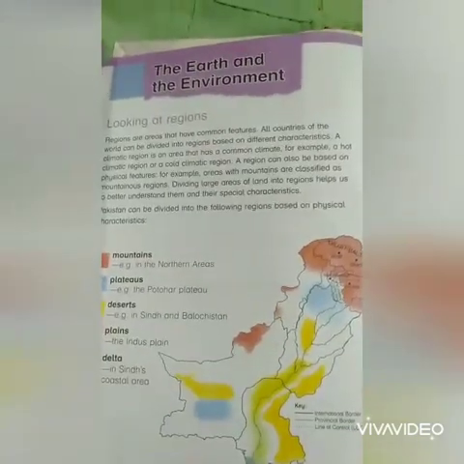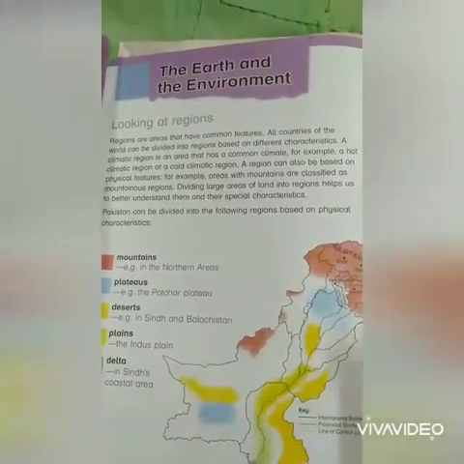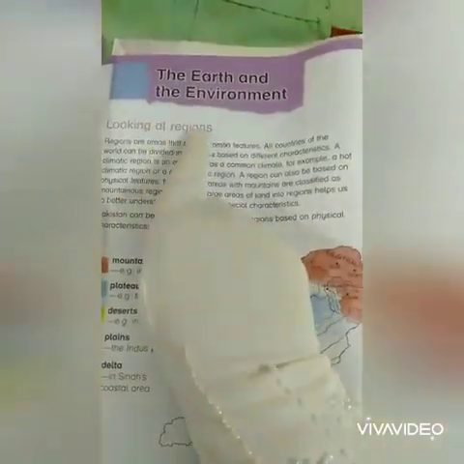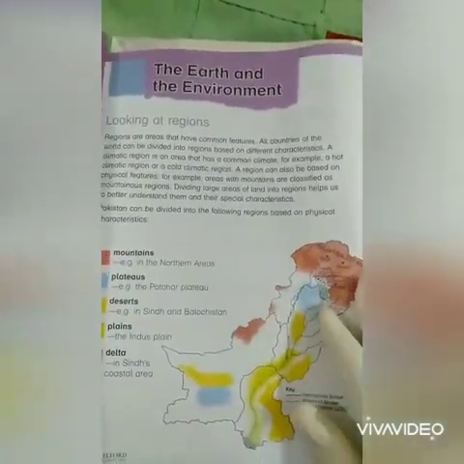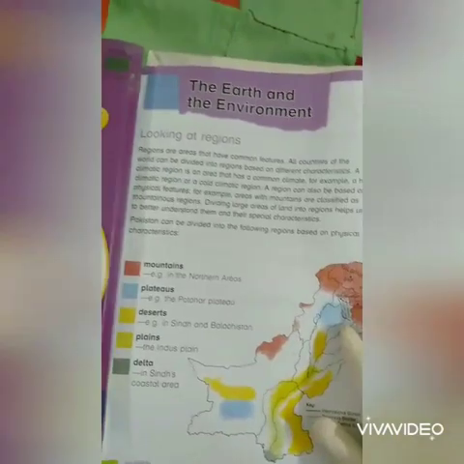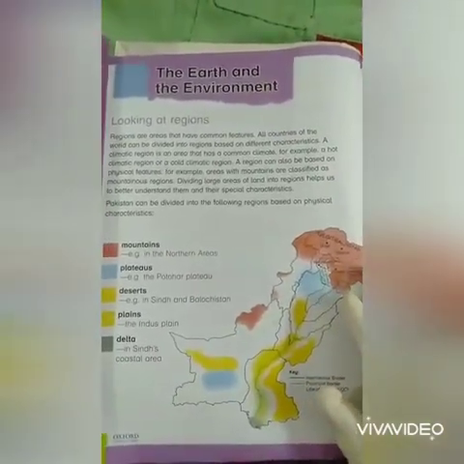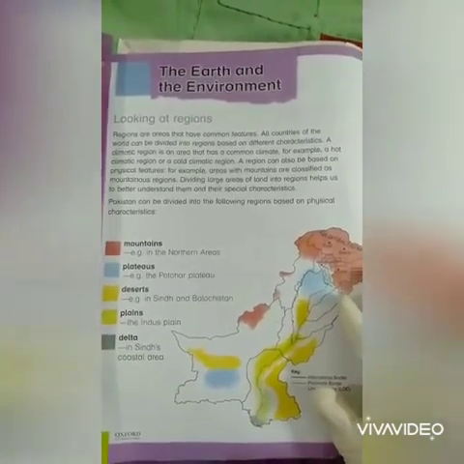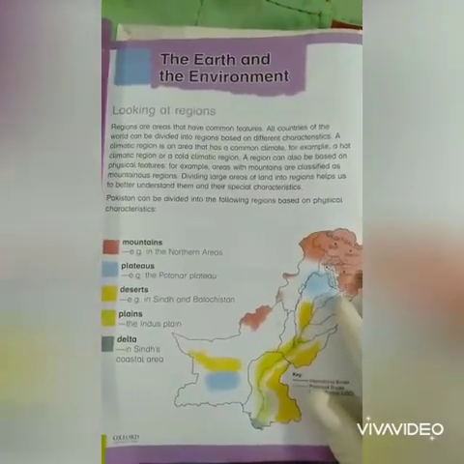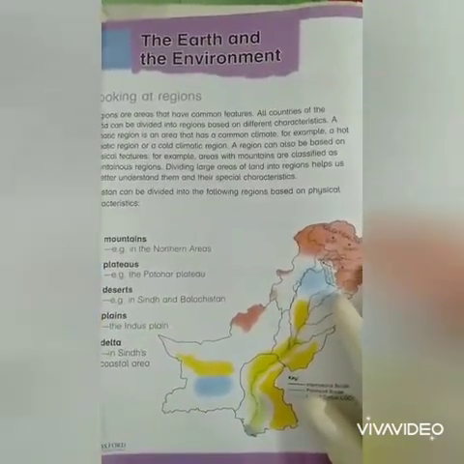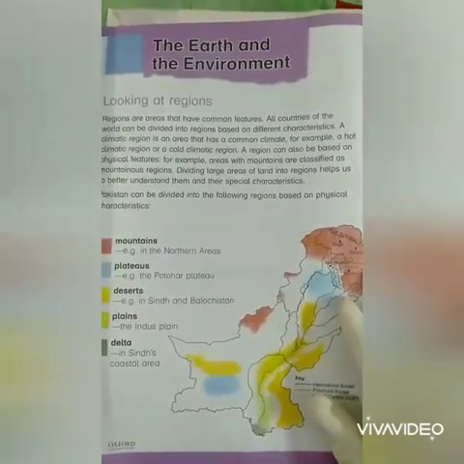Students, last week we read our Unit 1, The Earth and the Environment, in which the subtopic was looking at the region. We have read that regions are the areas that have common features. All countries of the world can be divided into regions based on different characteristics. A climatic region is an area that has a common climate. For example, a hot climatic region or a cold climatic region.